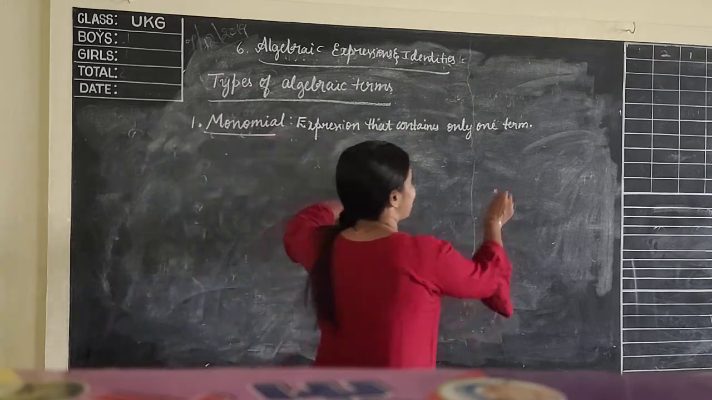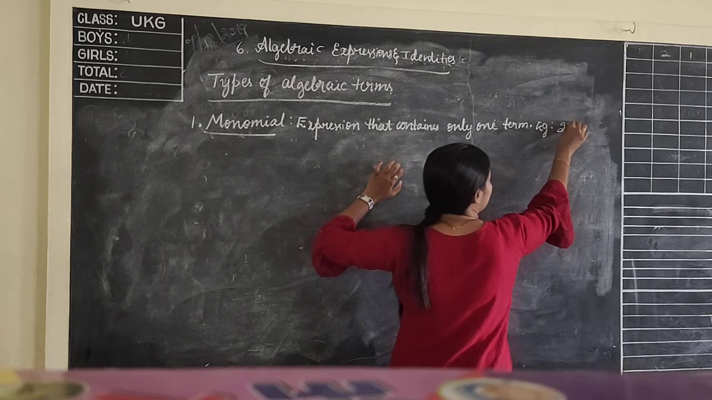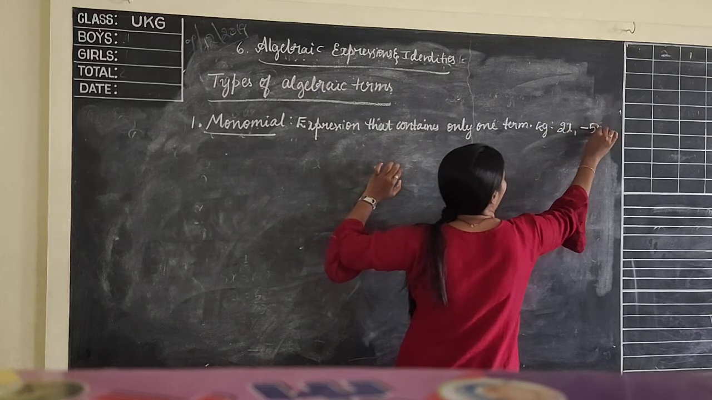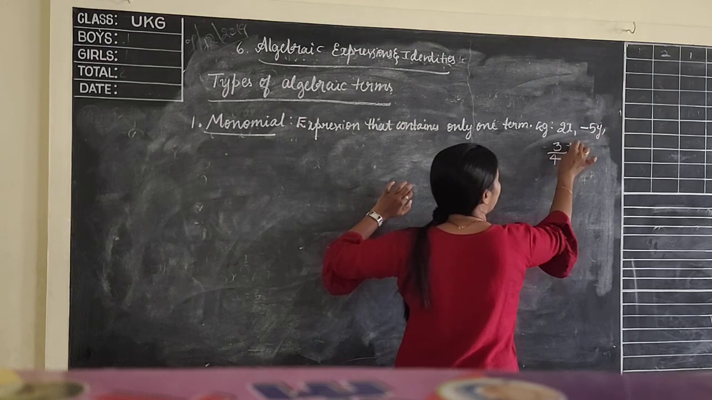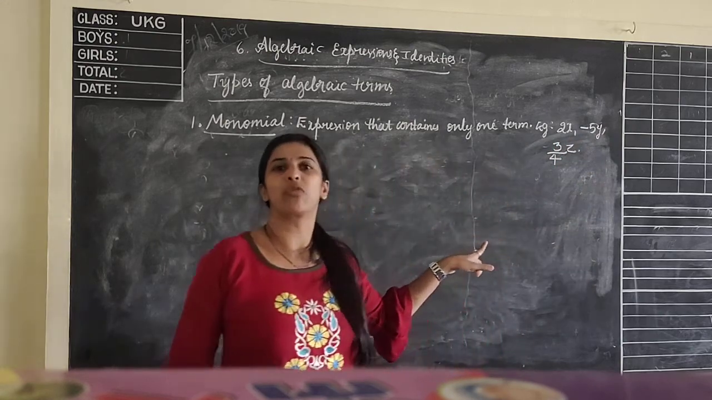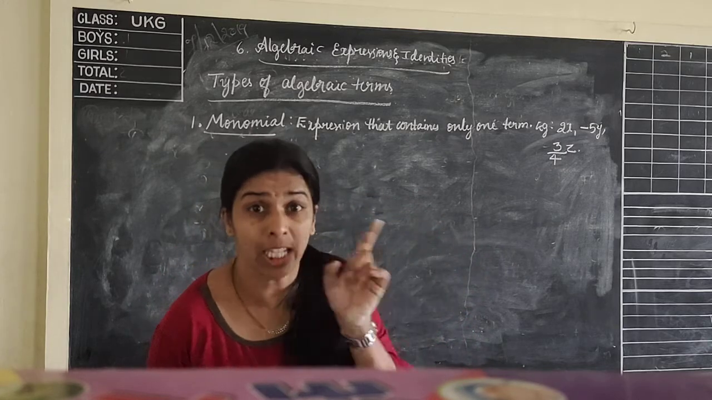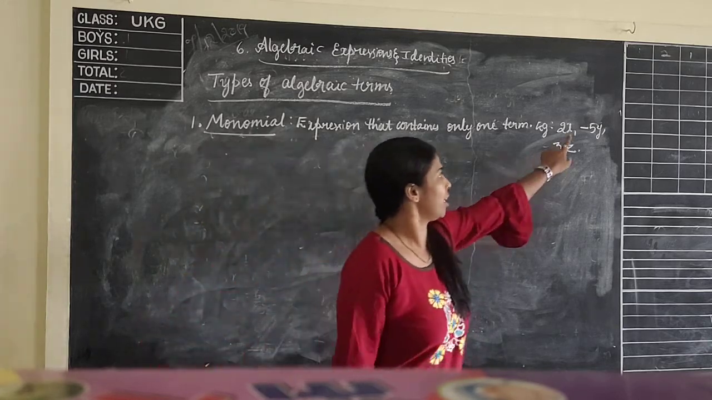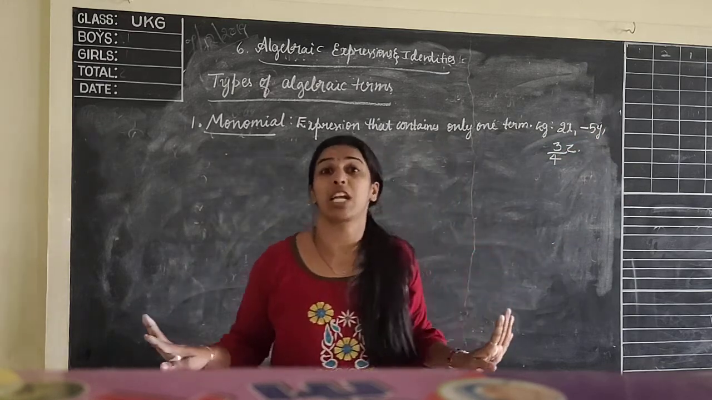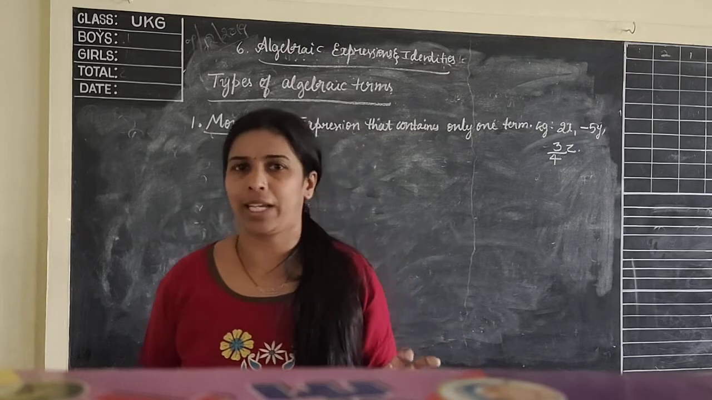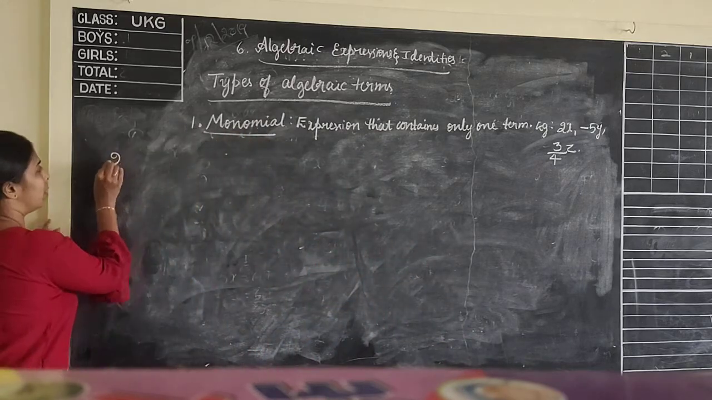Monomial means, for example, 2x, minus 5y, 3 by 4 z. Like these will come. Like one term. In between, addition or subtraction should not be there. In the starting, a subtraction sign can be there, but in the middle, addition or subtraction should not be there. Division and multiplication can. That is the monomial. So next we will go for the binomial.